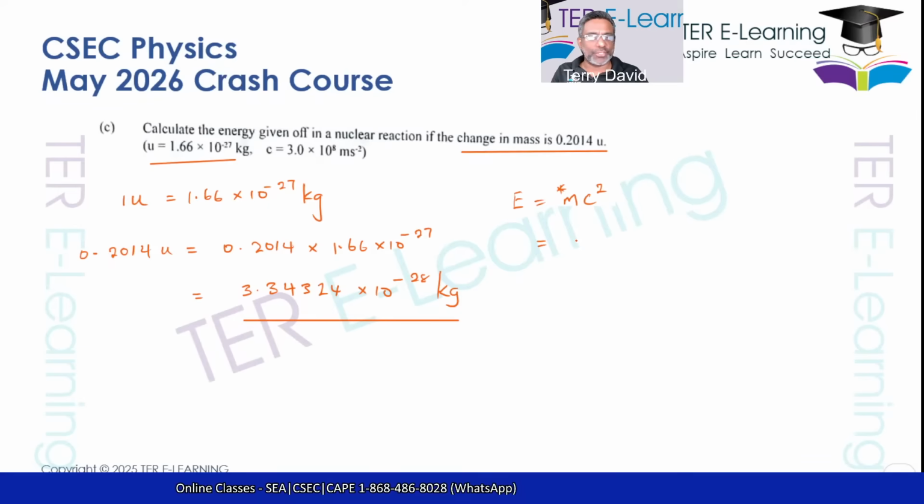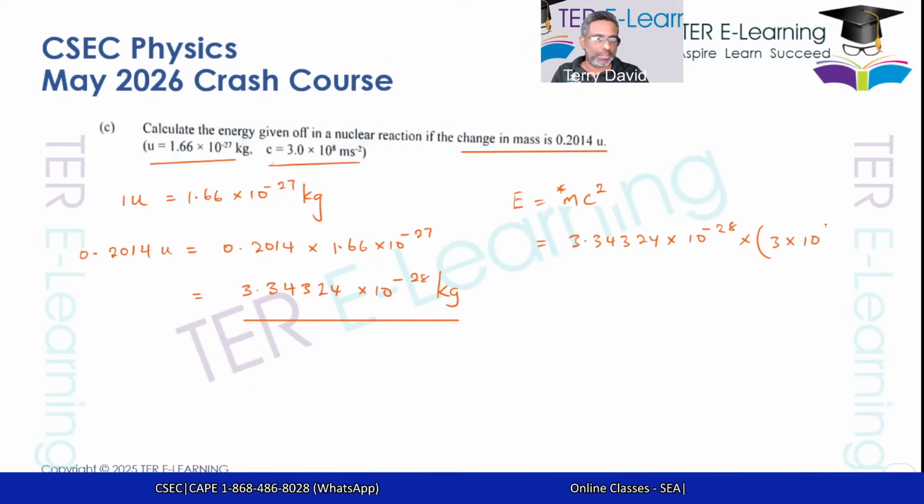So this is going to be 3.34324 by 10 to the minus 28, and you're going to multiply by the speed of light squared. They gave us that in the question. It is 3 by 10 to the 8, squared. So we just need to work this out here. This is multiplied by 3 by 10 to the 8.